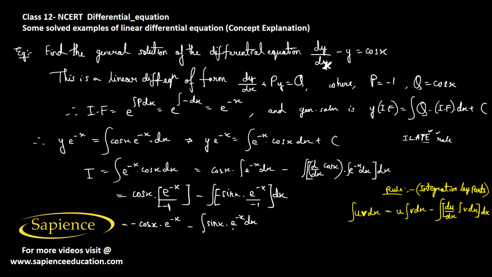Then here also we need to take e power minus x as the second function and sine x as the first function. Here also we will apply the integration by parts rule. So this would be minus cos x into e power minus x, then minus sine x into integral e power minus x dx, then minus integral d by dx of sine x into integral e power minus x dx, then whole integral dx.